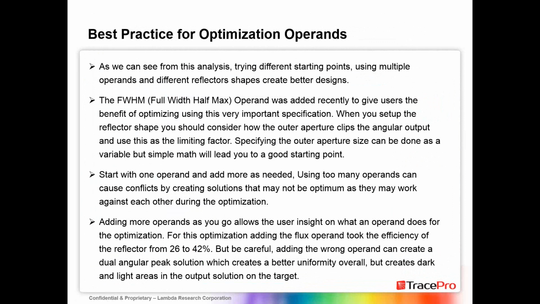But be careful. Adding the wrong operand can create a dual angular peak solution, which creates a better uniformity overall, but creates dark and light patterns in the output solution on the target, which are discernible by the eye.